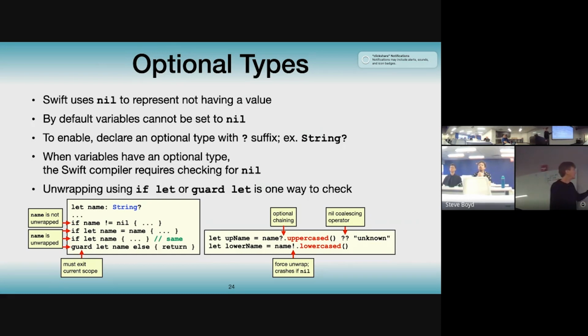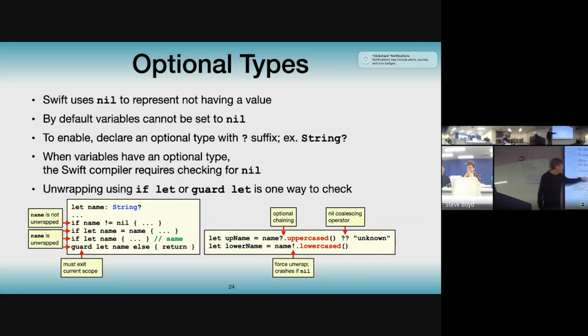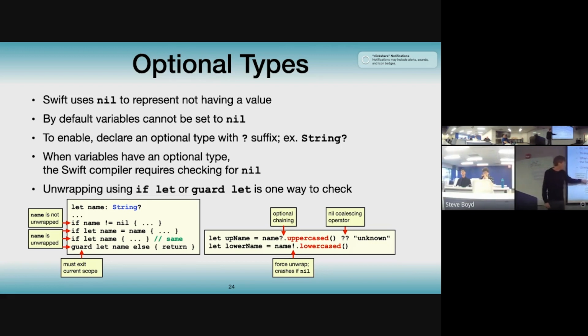And there are several ways to do it. You can use unwrapping with if let or guard let. So here's an example. I've got this variable name. It is optional. I haven't assigned a value to it yet. And so right here, I can just check, is name not equal to nil? And if it's not nil, then I can work with it here. But a key thing to notice is that just checking whether it's nil doesn't unwrap it. And so I don't have the actual value in name.